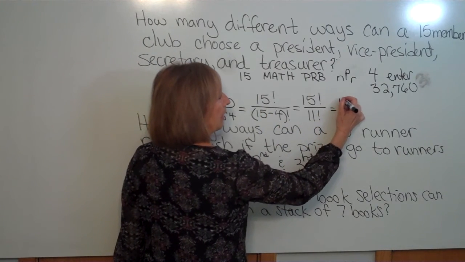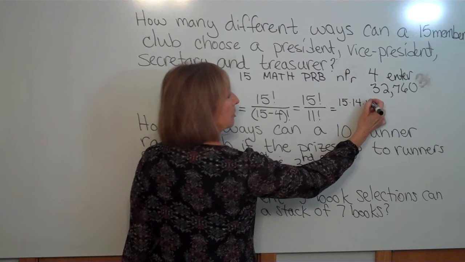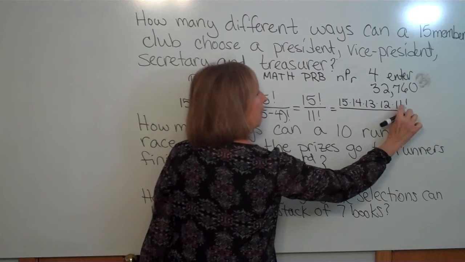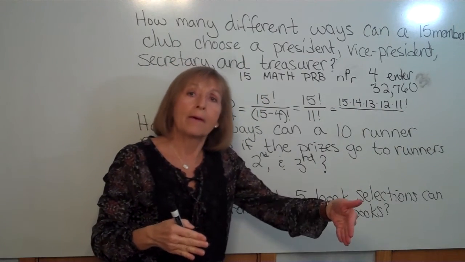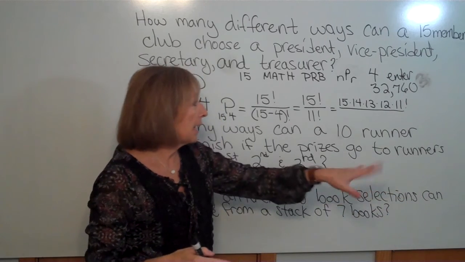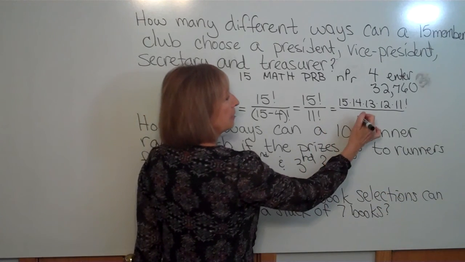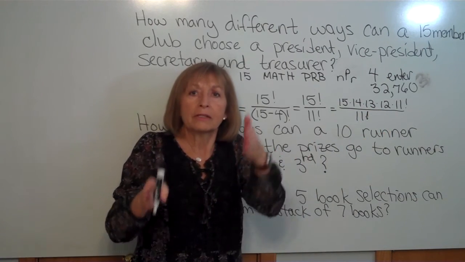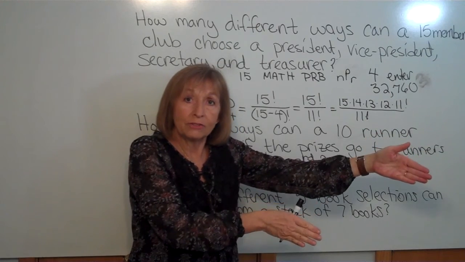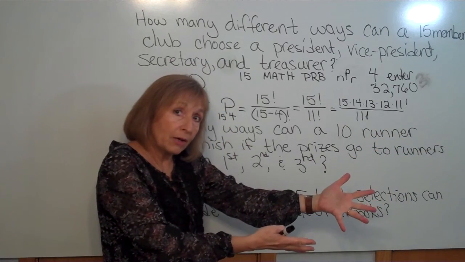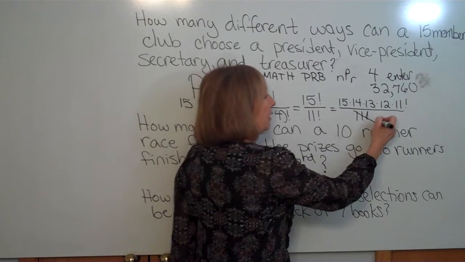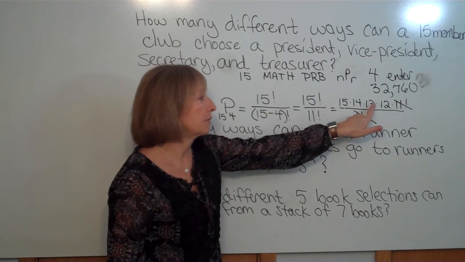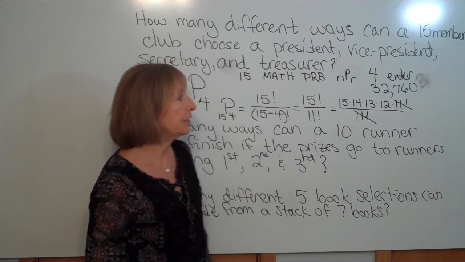So 15 factorial I'll write as 15 times 14 times 13 times 12 times 11 factorial. 11 factorial means 11 times 10 times 9 times 8 times 7, etc. But I'm leaving that as 11 factorial because I noticed there's also 11 factorial in the denominator. So it would be your 11 times 10 times 9 times 8 times 7, etc. So they are common factor pairs all the way down the line between the denominator and the numerator. And then I can just multiply the 15 times the 14 times the 13 times the 12, and I will get that 32,760.